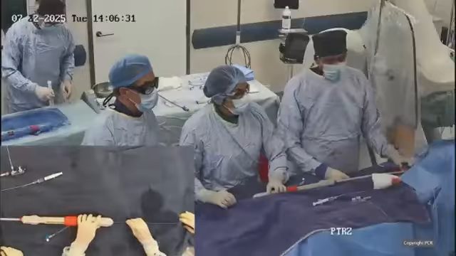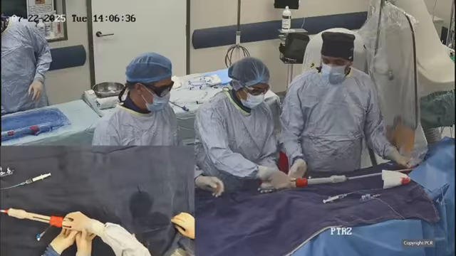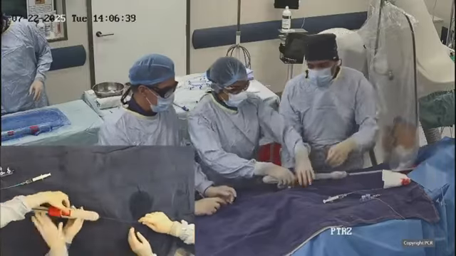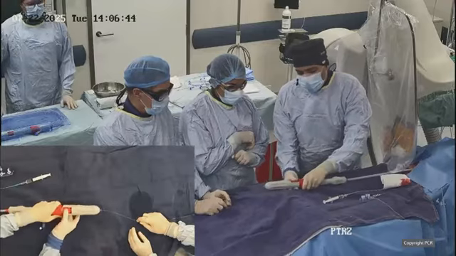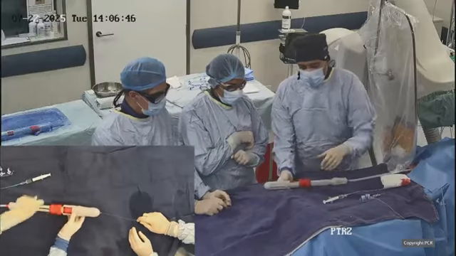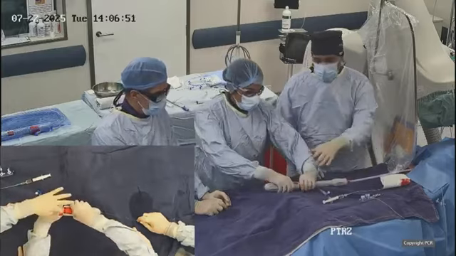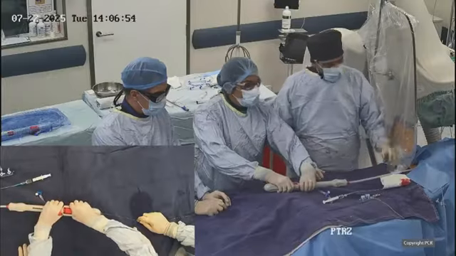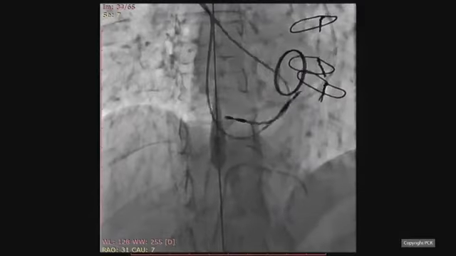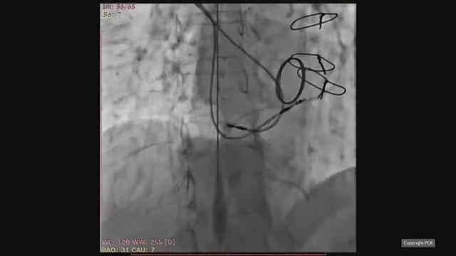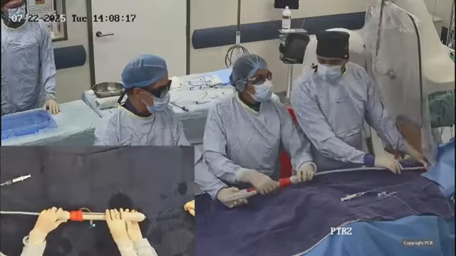Right place. Perfectly implanted. So we are going to unlock the system. You see, the unlock is like this. So you have to move the system and then you unlock. And now we are going to release it by holding this red mark and pulling the system back. Perfect. The wire is absolutely in position. We are ready to advance the inferior vena cava system.